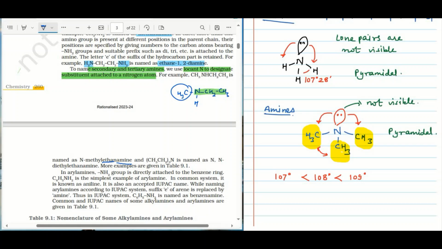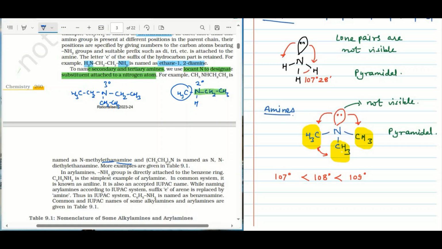Similarly for the tertiary amine, here this is CH3CH2, nitrogen, and on this side also CH2CH3, and here also CH2CH3. So this is a tertiary amine, and this was a secondary amine.